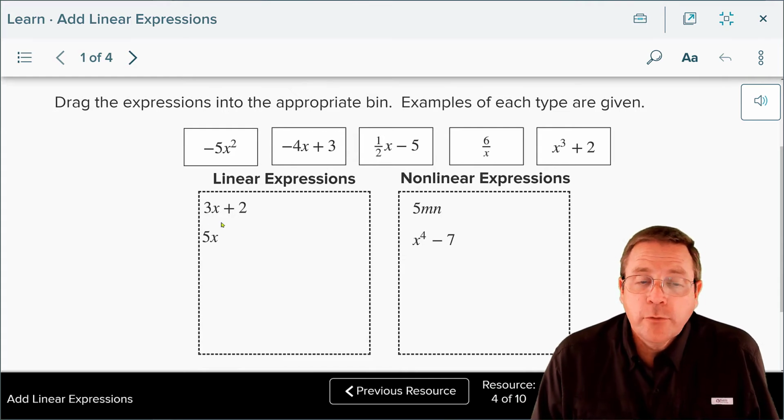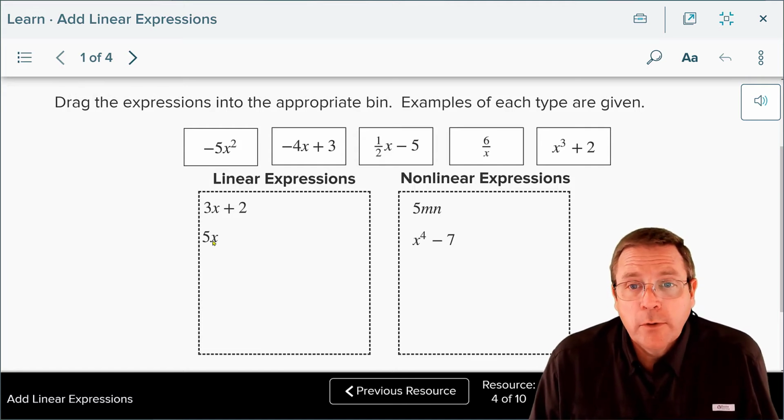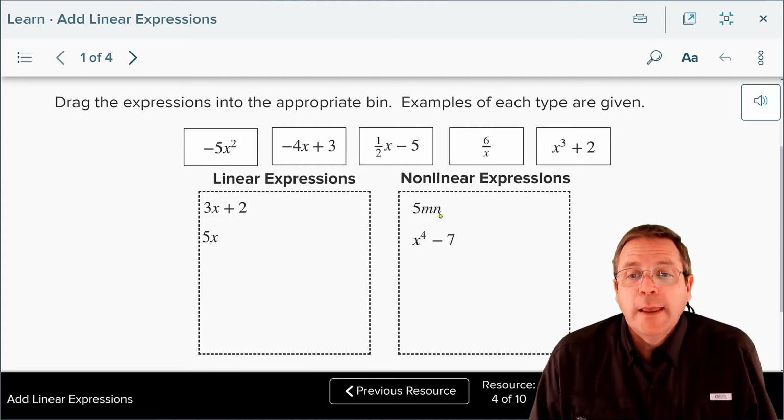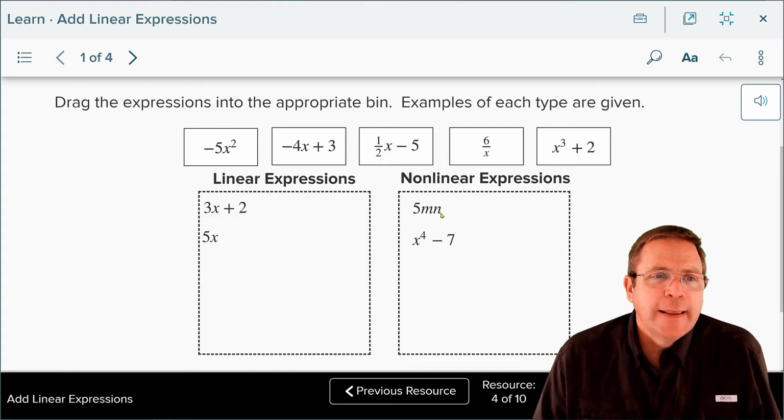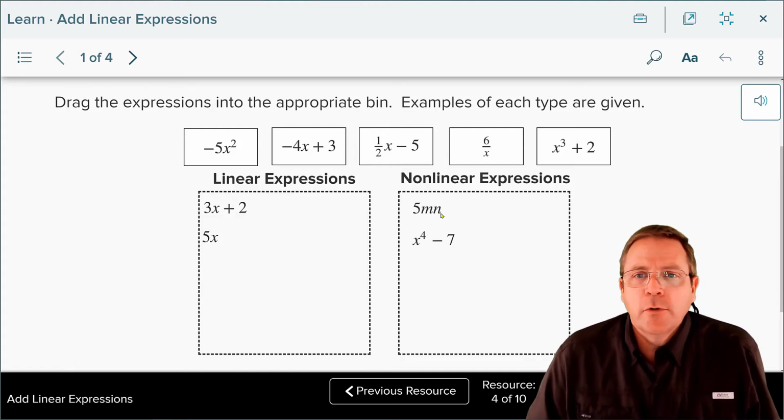3x plus 2, there's no exponent greater than 1, it's linear. 5x, there's no exponent greater than 1, it's linear. Here you have x to the 4th minus 7. That's not linear because of that exponent 4 here. And this one has two variables, and since you have two variables, it's not going to be linear as well. Now you take a minute and group those on your own, put them in the right piles, check your answers, and I'll join you in a second.